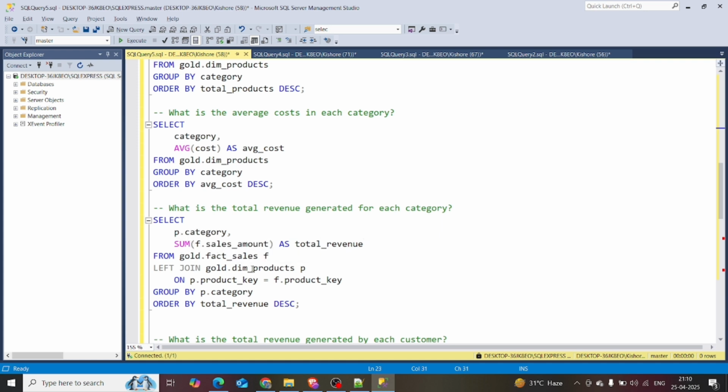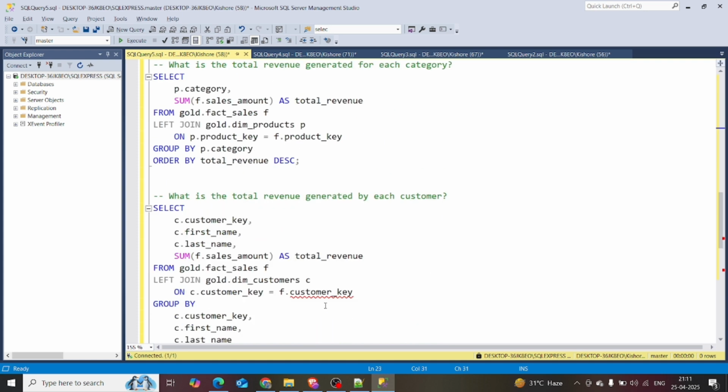It's coming from the gold facts table F, and we are left joining it. We want all the values which are in the left table and in the right table also. So we are left joining gold dim products as P, and the unique identifier is P.product_key equal to F.product_key. We are grouping by category, and ordering by total revenue in descending order.